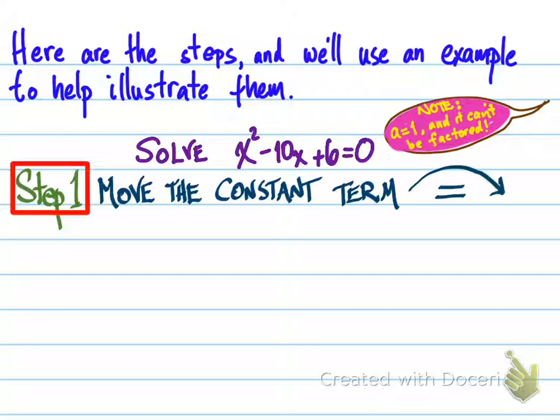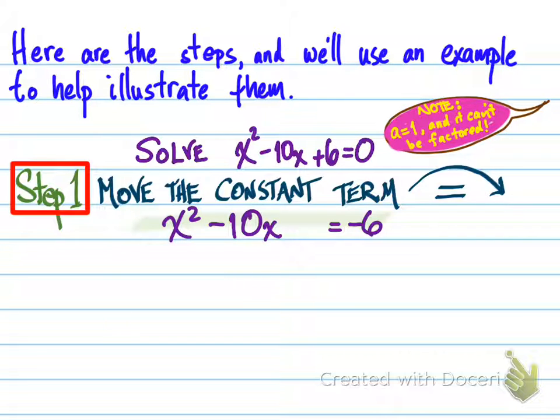All right, so step 1. All you do is move that constant term, in this case positive 6, over to the right side, across the equal sign. And that's pretty easy to do. So that just looks like x squared minus 10x equals negative 6. Note that it changed from positive on the left side to negative on the right side.